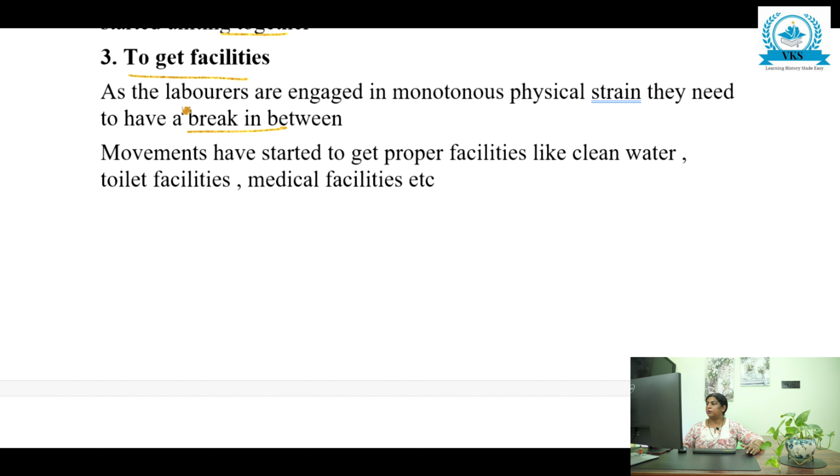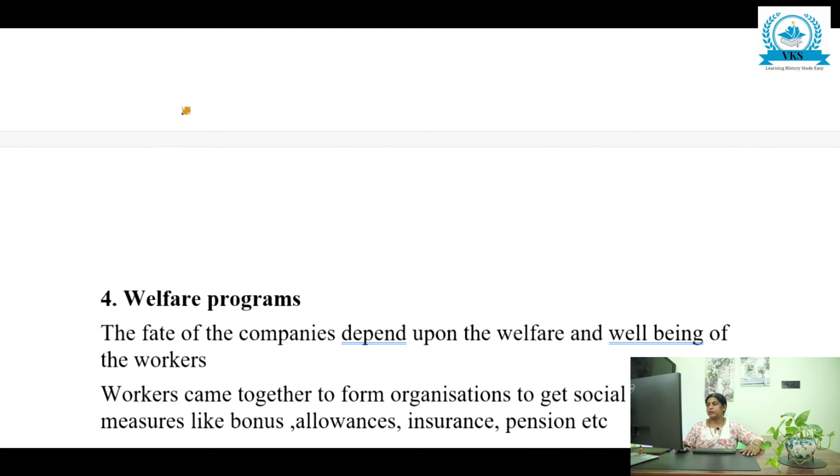Movements have started to get proper facilities like clean drinking water, toilet facilities, medical facilities, etc. All these things are necessary for the laborers, and for achieving these, movements have started. So that is the third cause, to get facilities.